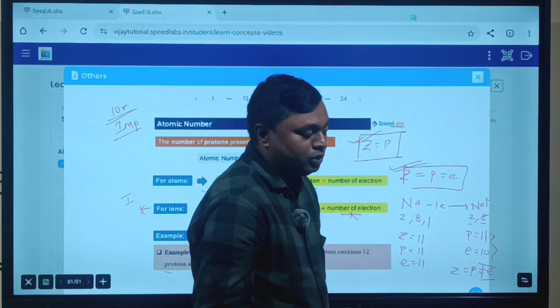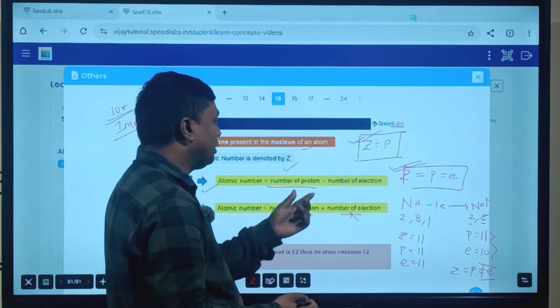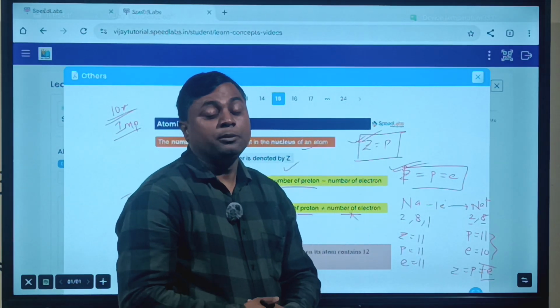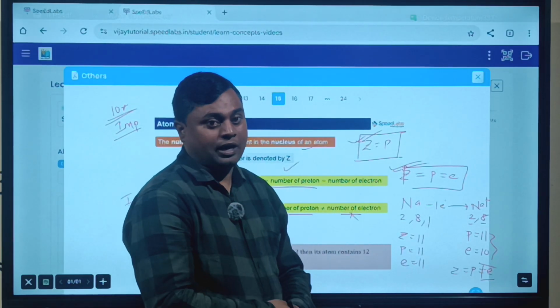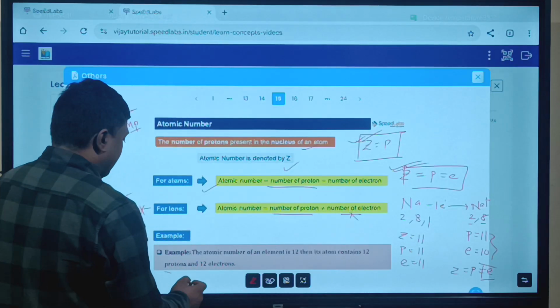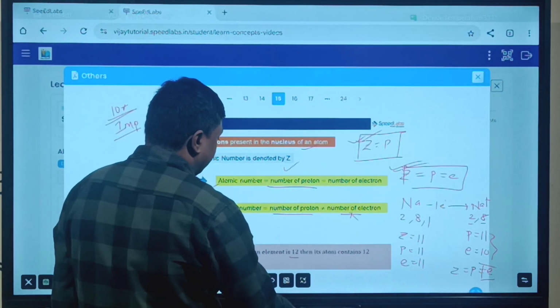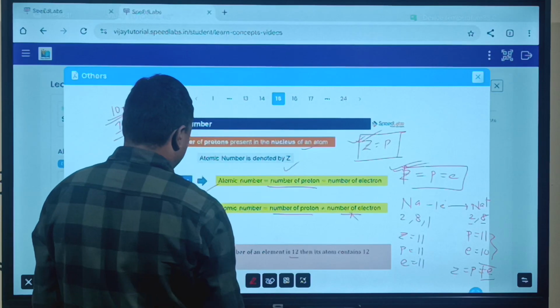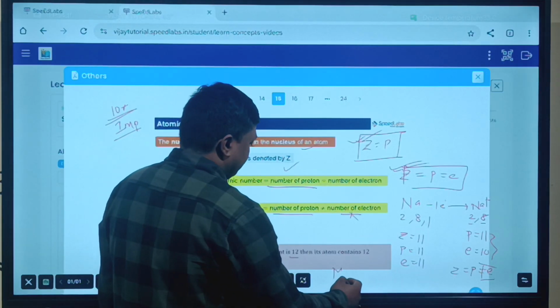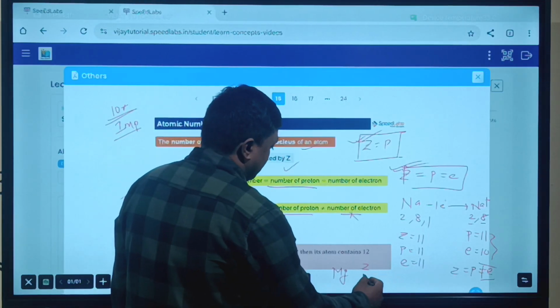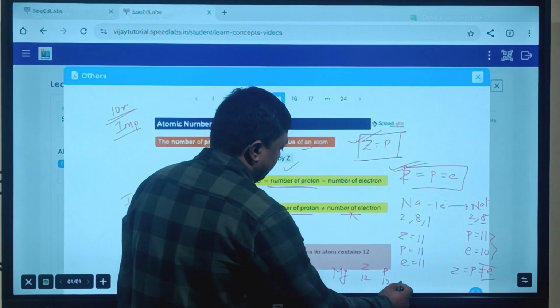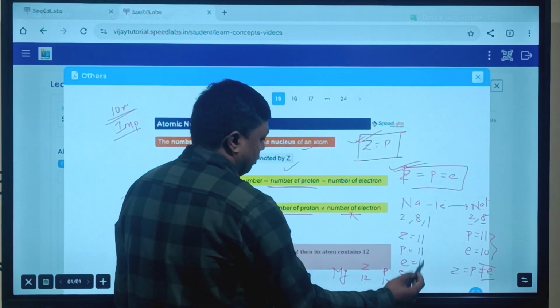So basically the main definition of atomic number is the number of protons present inside the nucleus of an atom. For example, suppose the atomic number of an element is given as 12. The atom contains 12 protons and 12 electrons. This is a magnesium atom. So the atomic number is 12, the number of protons is also 12, and the number of electrons is also 12.